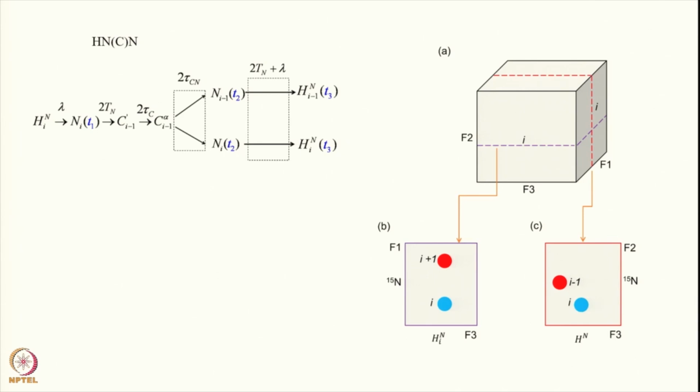Now in this experiment, the magnetization transfer pathway goes like this. You start again from the amide proton and you go to the nitrogen 15. From the nitrogen 15 you go to the carbonyl. You do not go to the C alpha, you go to the carbonyl of residue I-1. From this carbonyl of I-1 you go to the C alpha of I-1 during this period, and then from the C alpha of I-1 where do you go? You go to the nitrogen of I-1 and nitrogen of I.